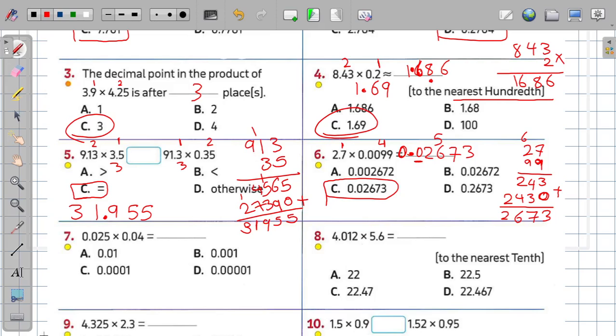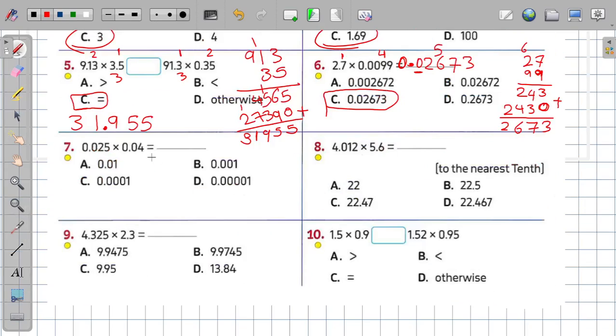Number 7, I have 0.025 by 0.04. So let's try to multiply without the decimal point. I have 25 by 4. So 25 by 4 equals 100. Okay, but here I have 3 decimal places, and here I have 2 decimal places. So I will put 100 here, 1, 2, and I will put 1.